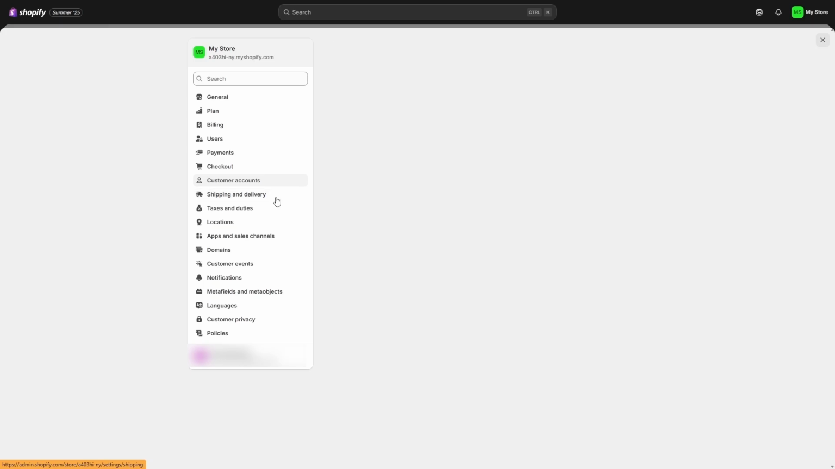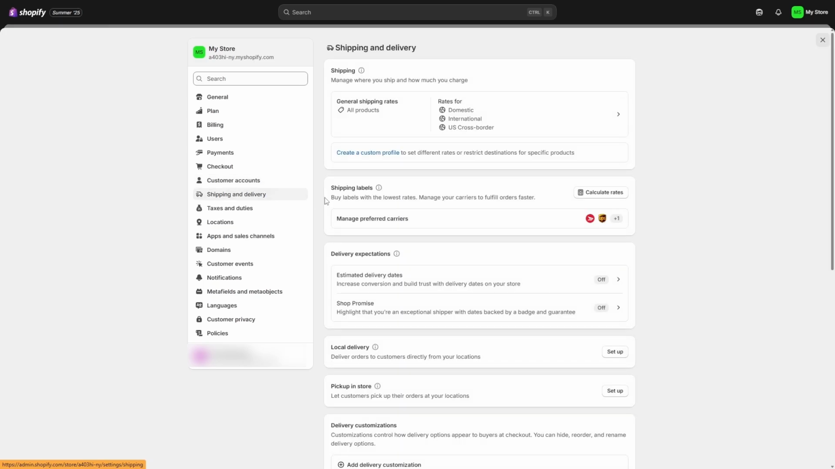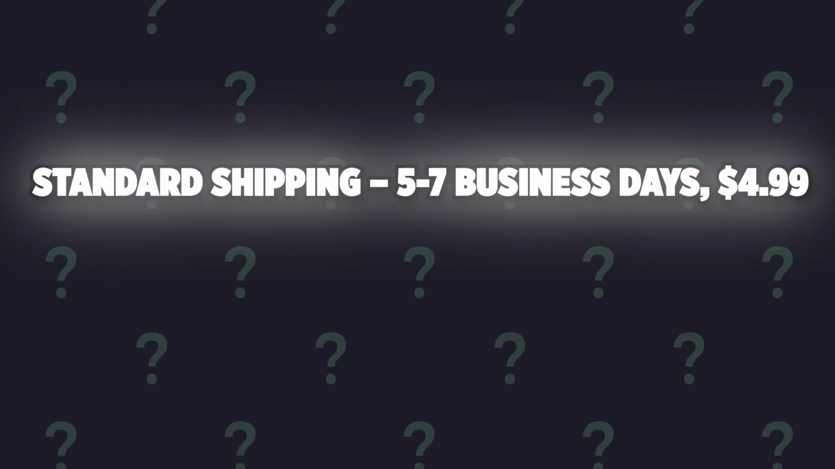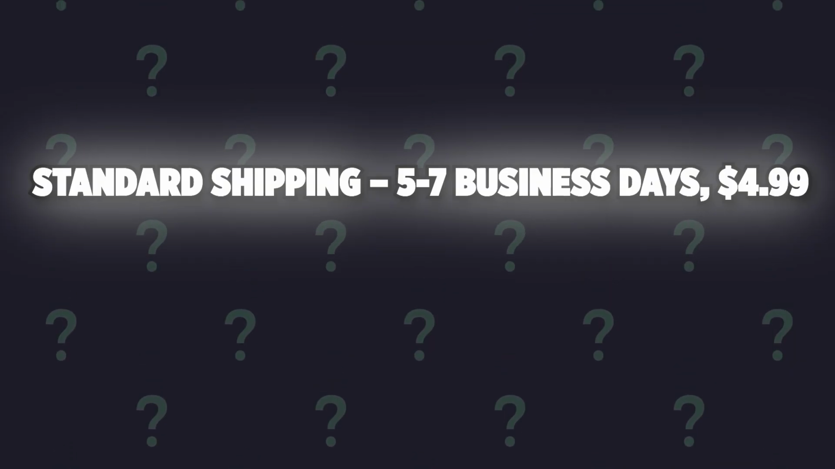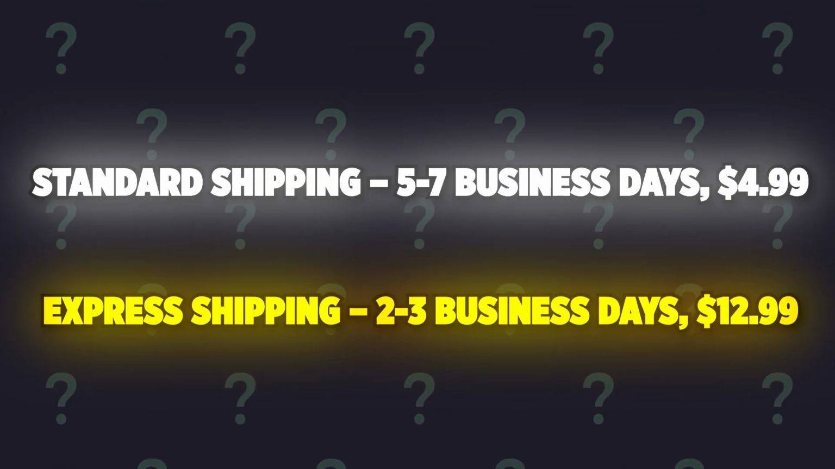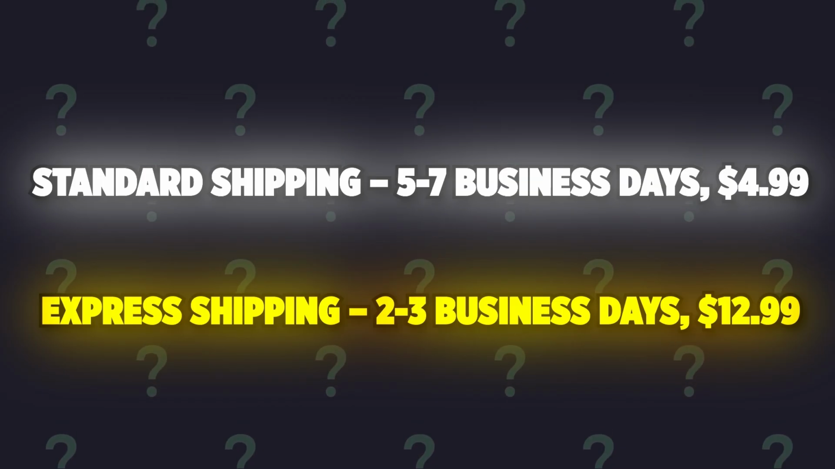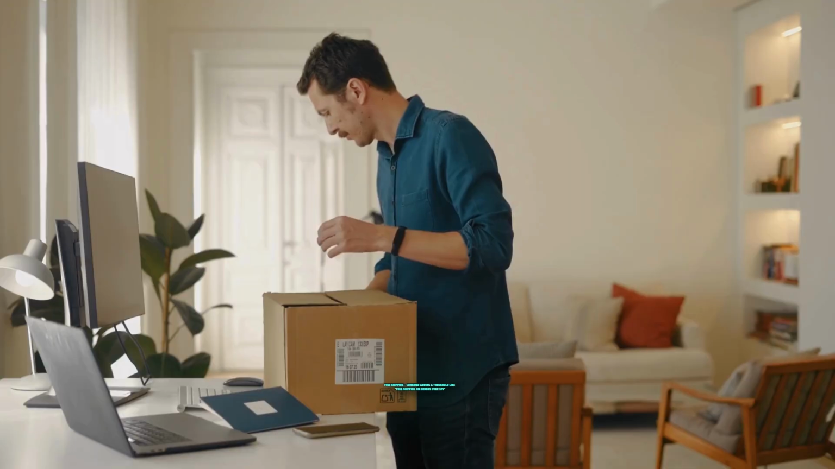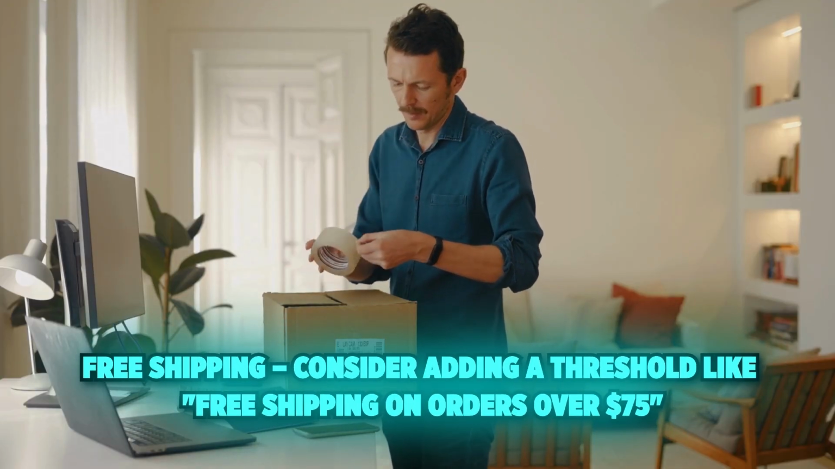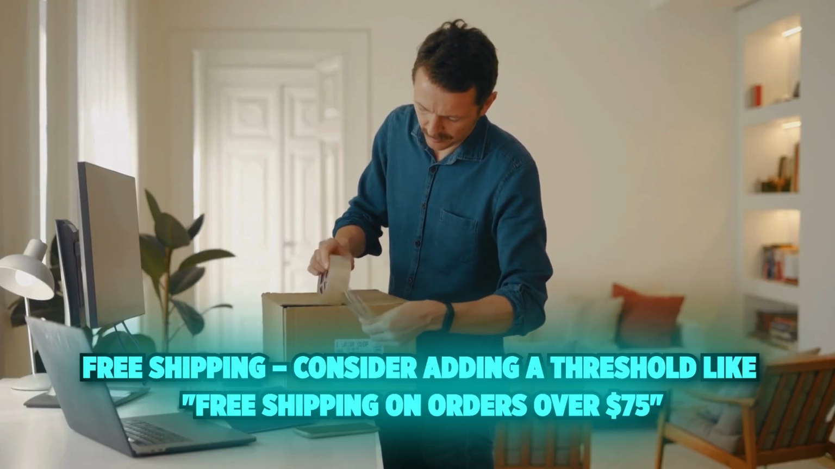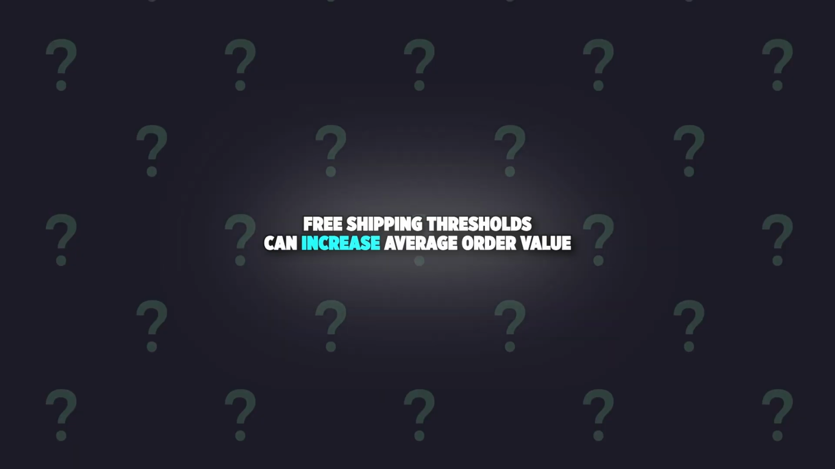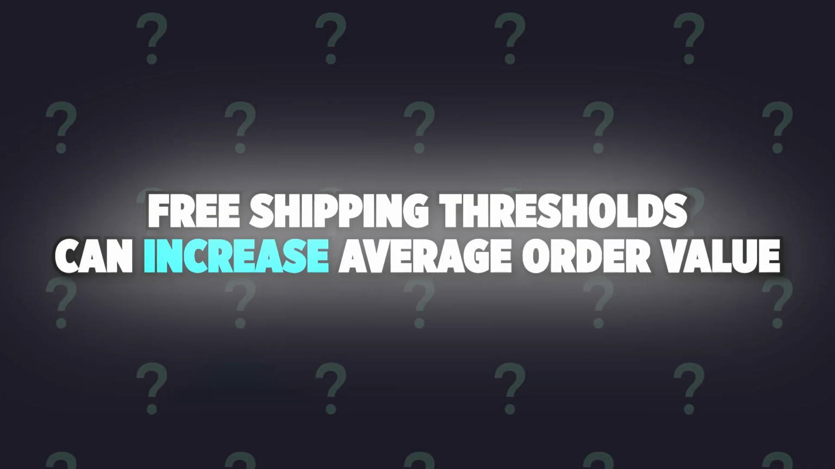Click shipping and delivery to set your rates. You can keep it simple and transparent. For standard shipping, you can have 5 to 7 business days and charge $5. For express shipping, 2 to 3 business days is about $13 in fees. And for free shipping, you can consider adding a threshold, like free shipping on orders over $75. Free shipping thresholds can increase the average order value.